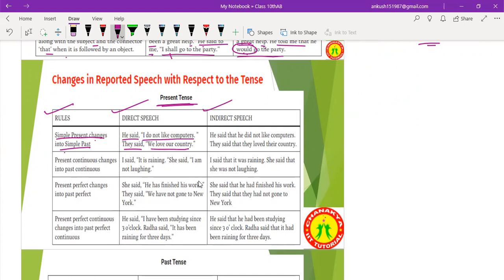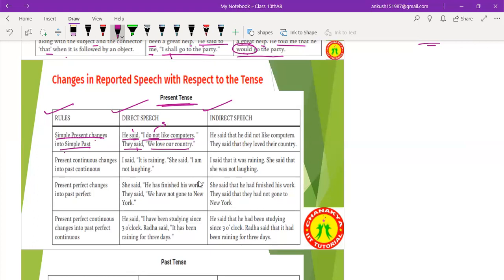They said, "We love our country." See, the sentences are being changed. These reporting verbs are written as they are. And another thing you have to see while transforming into indirect speech: you have to see two or three things. Which things are those? First, you have to see the reporting speech. Second, you have to see the reported speech and in which tense it is given.